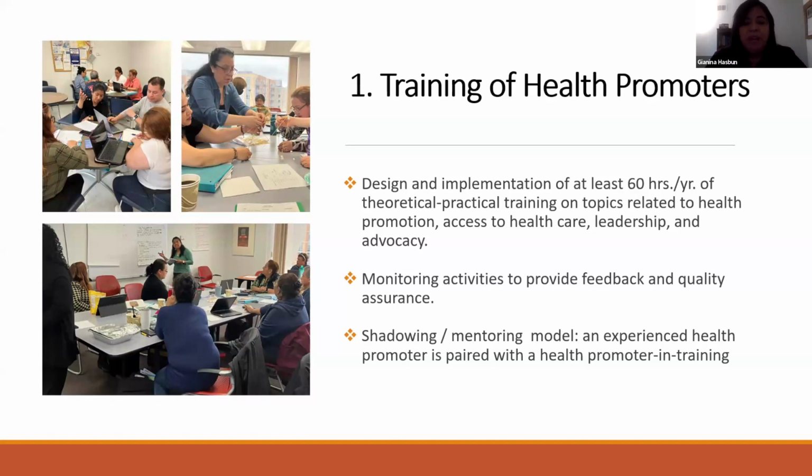As part of the training, we also monitor activities on the field so that we are able to provide feedback right there and then as a way of quality assurance. And we have a mentoring, shadowing model in which when we have a new group of promotoras that come into the program, aside from the formal training that they go through, they're always paired with an experienced health promoter. So that's in summary what the training entails.